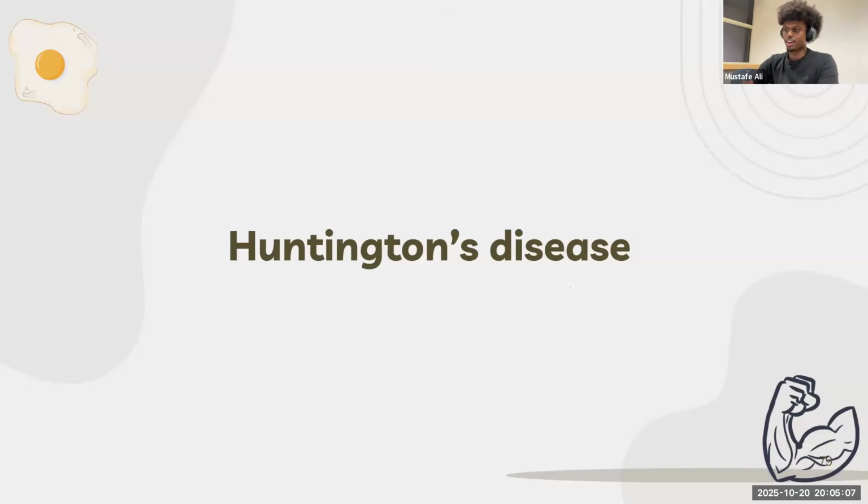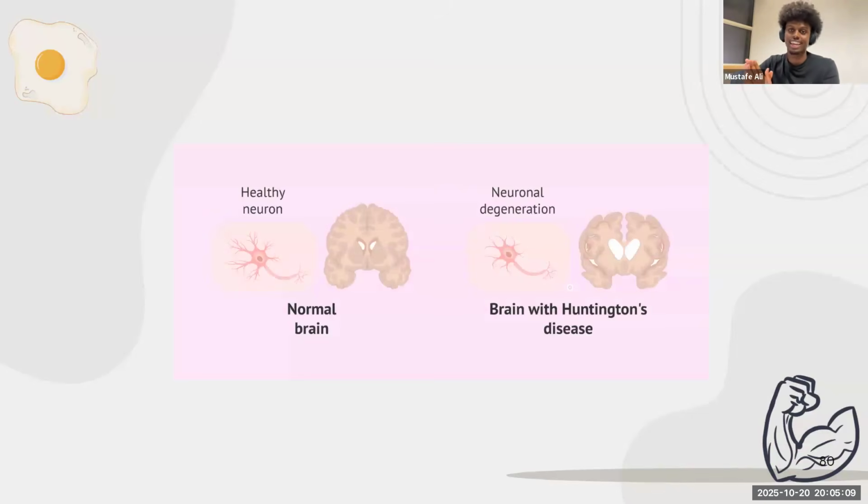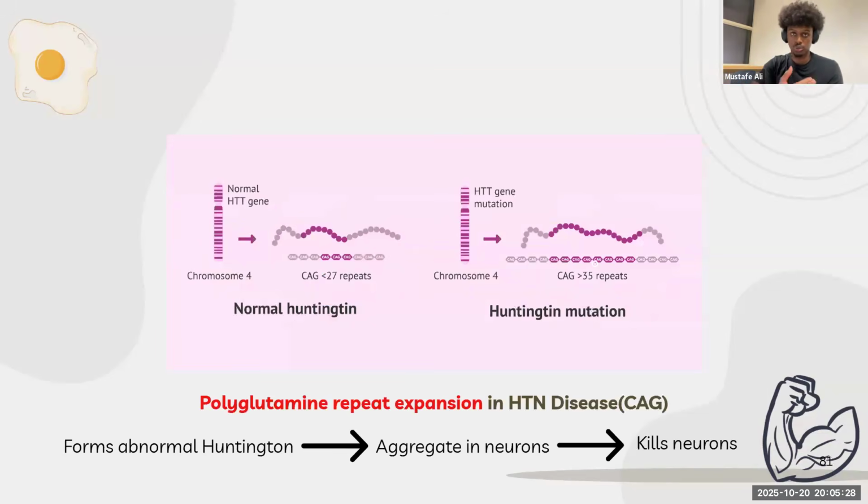Now, Huntington disease is basically a neurodegenerative disorder. What do I mean by this? It's a disease that kind of eats up on the brain and breaks it down. And it leads to, this is a normal brain right here. It leads to the brain being smaller, having a bunch of holes in it. And this is what happens in Huntington disease.